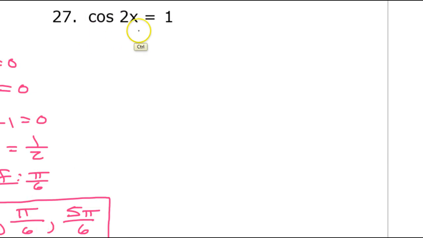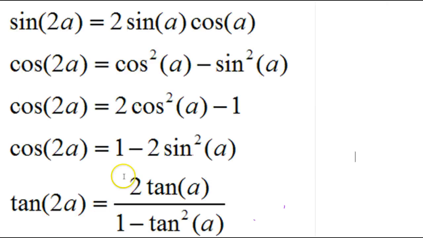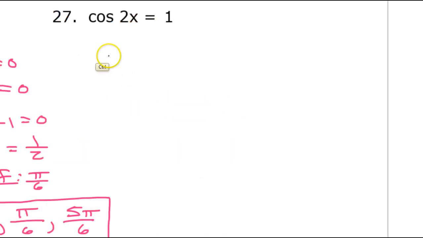All right, the last one is another double angle, cosine 2x. So we have all of these 3 to choose from. I don't think it actually matters. I think we could probably solve it using either one. Well, I would pick one that only has one trig function in it, so I would either use the cosine or the sine. So I'm just going to go ahead and choose 2 cosine squared minus 1. So 2 cosine squared x minus 1 is equal to 1.